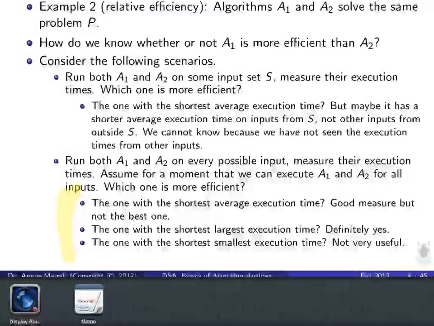Okay, let's see something more. So this is just a summary. We want to know if a particular algorithm is efficient in solving the problem. This is absolute efficiency. We want to know, that's one. And two, we want to know if an algorithm is better than another algorithm. So worst case behavior.